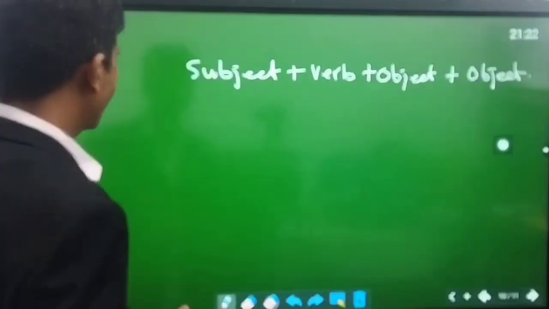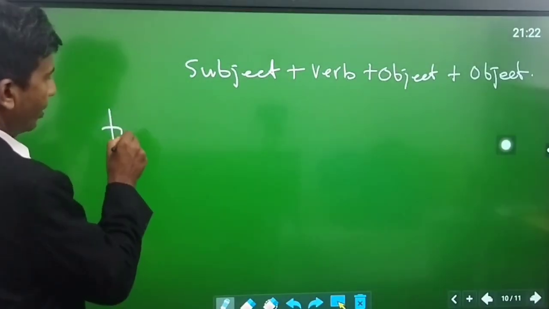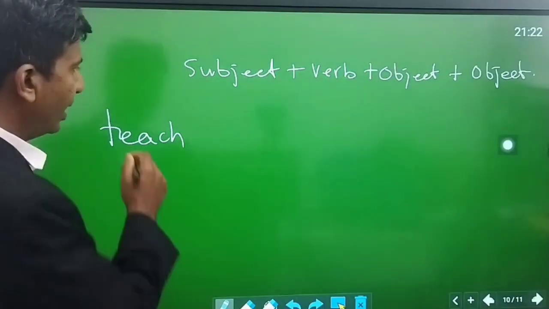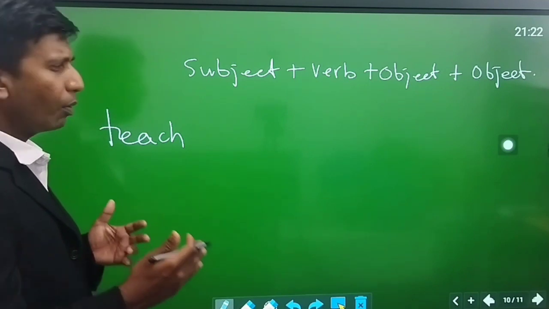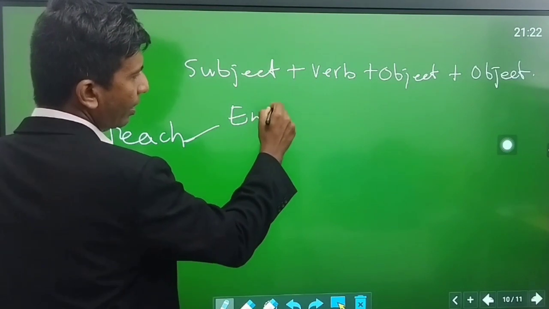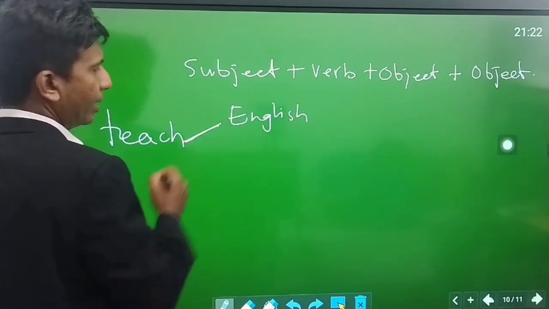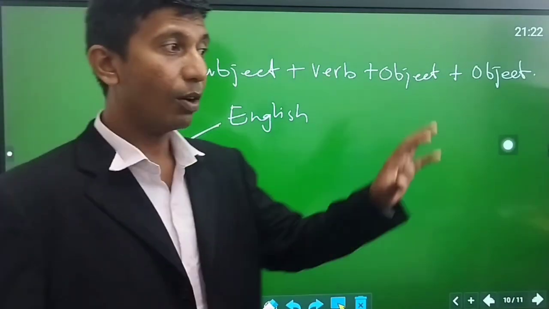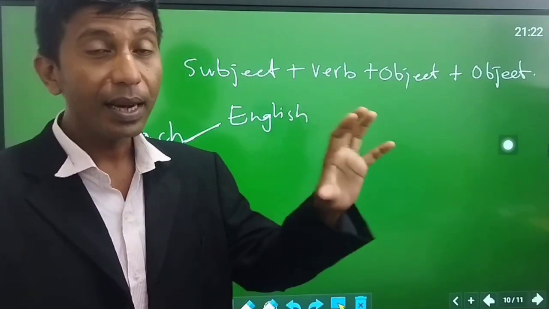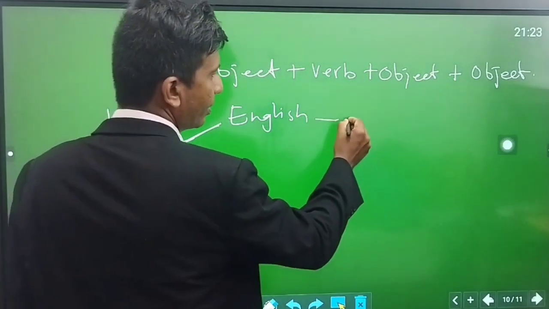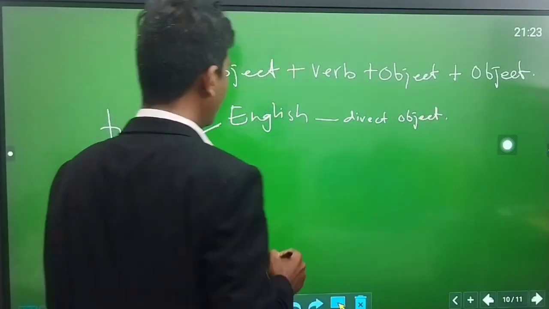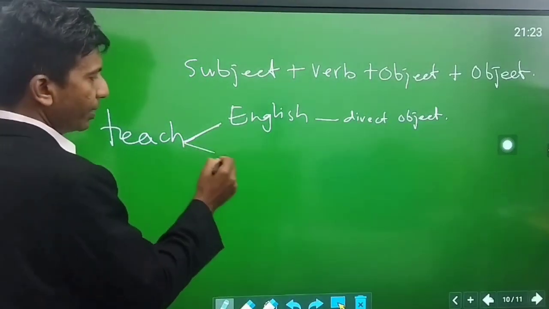For instance, teach. Teach is a verb that takes two objects. What is the main object? Now I am teaching you English. So English is the main object. We call it the direct object or main object. Direct object is English.